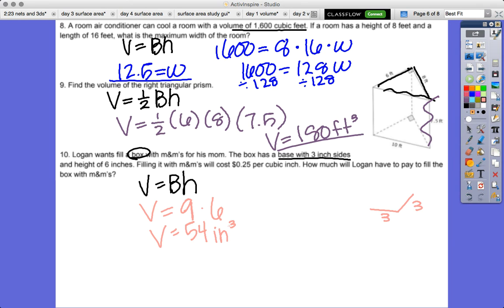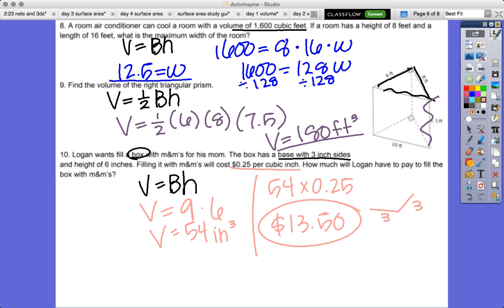However, it takes 25 cents per cubic inch. So now we're going to say 54 times the 25 cents, and that gives me $13.50. So it's going to cost $13.50 to fill a box with M&Ms.